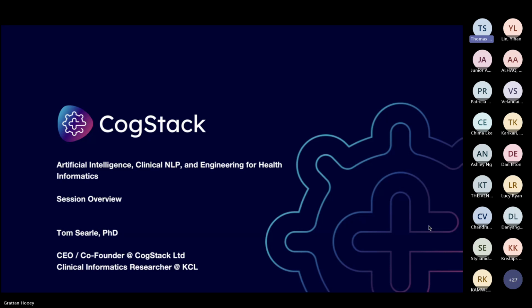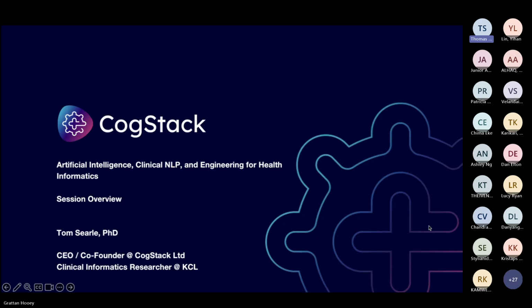I have a PhD in clinical informatics, clinical NLP. So I'm not a clinician by training, but I've spent a fair amount of time surrounded by them. I'm CEO and co-founder of CogStack Limited. This is the commercial entity that's responsible for taking CogStack and a series of technologies and research outputs to market, and trying to get it in the hands of folks that can best use it. I'm also a clinical informatics researcher still at KCL.